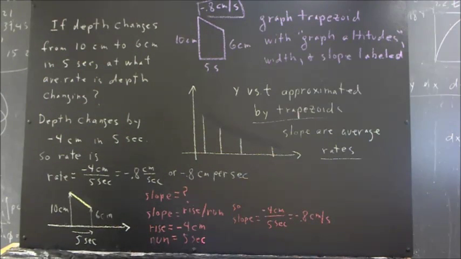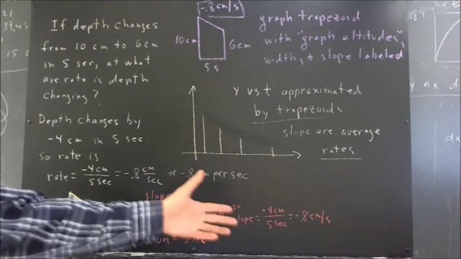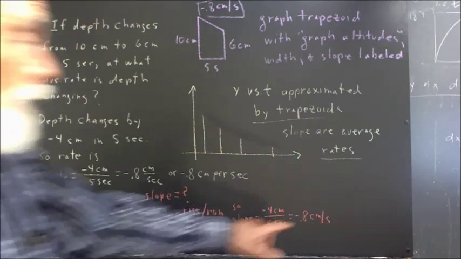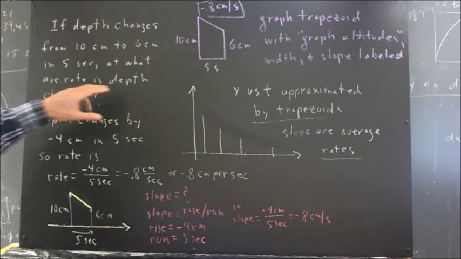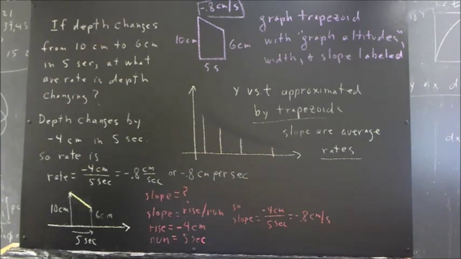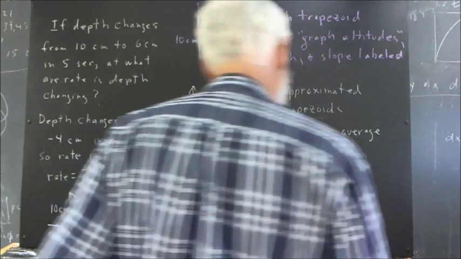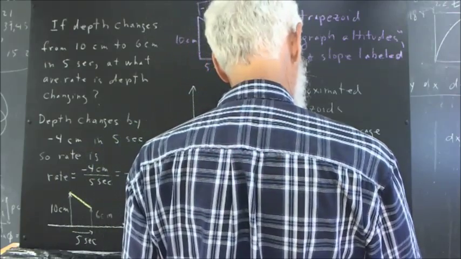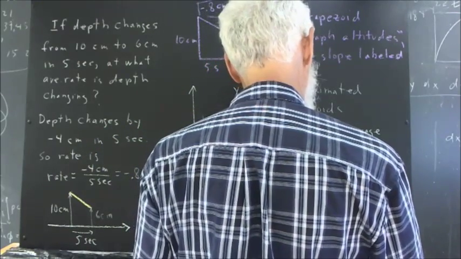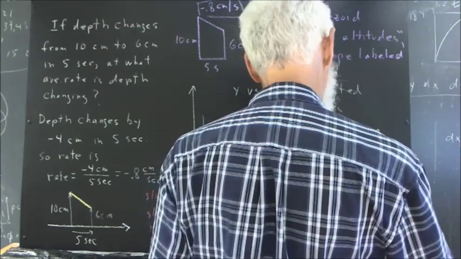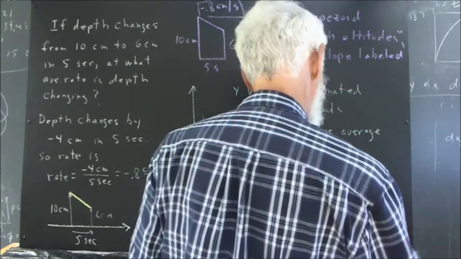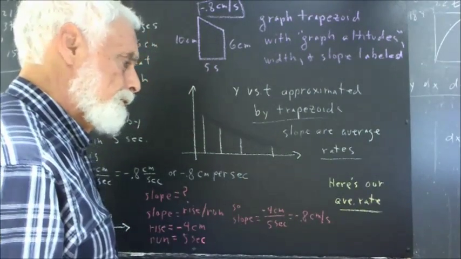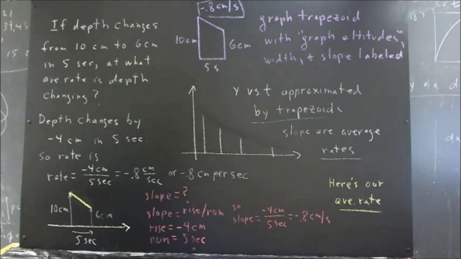Now, this is something that we've seen before. What does this mean? This is the average rate at which the depth changes with respect to time. Okay? So this is our average rate. Okay? And there's more words that go with that, and I'll write them offline and come right back.